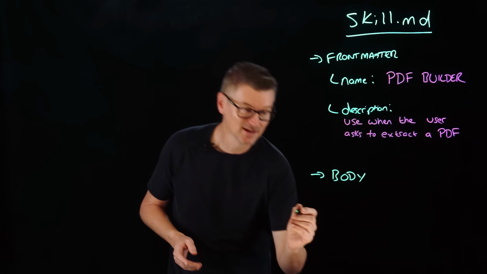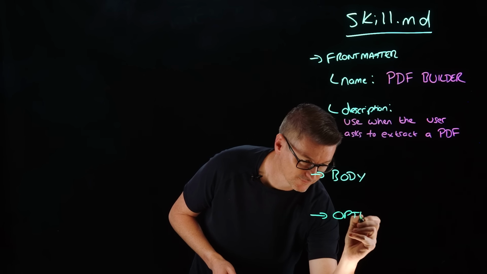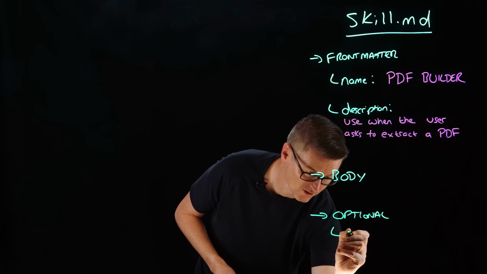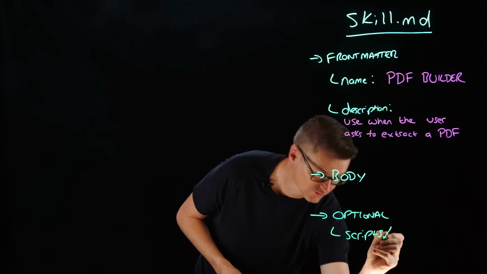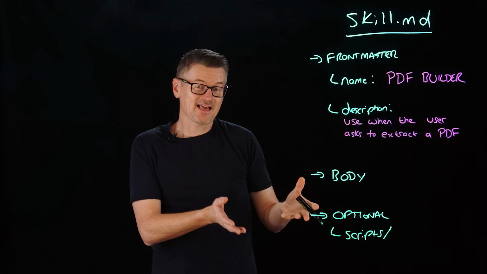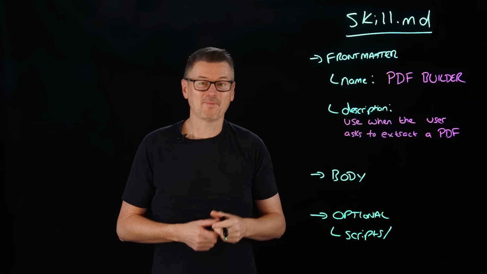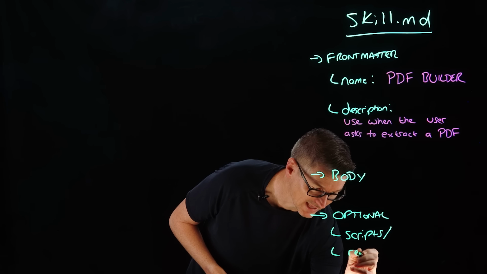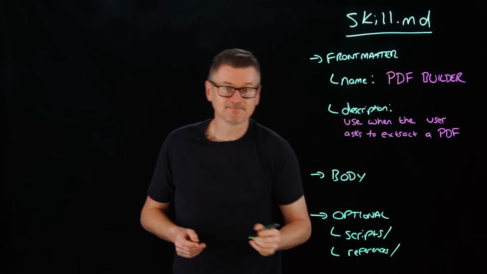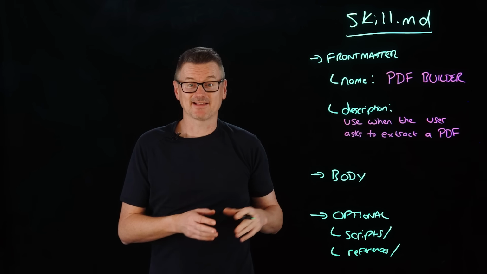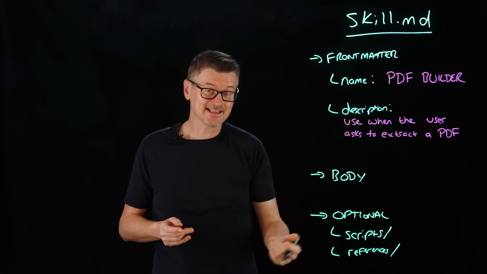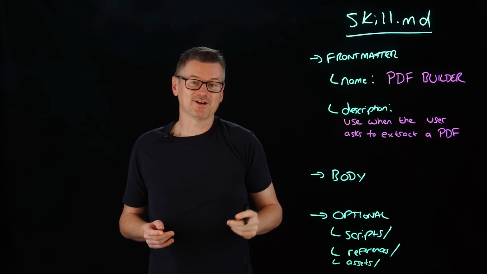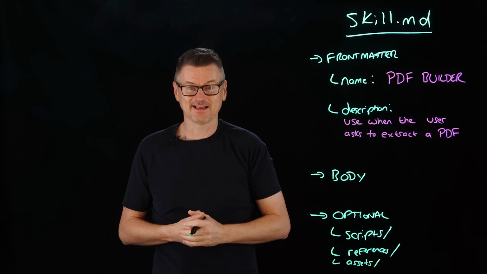And then the skill folder can contain some optional folders as well, so you don't have to have these, but you can add them. One of those optional folders is the scripts folder, and this has executable JavaScript or Python or Bash that the agent can actually run. There's also a references directory that contains additional documentation that gets loaded if the agent determines it needs it. And finally, the other optional directory is the assets directory that contains static resources like templates and data files.